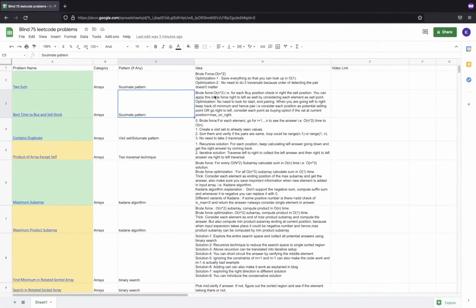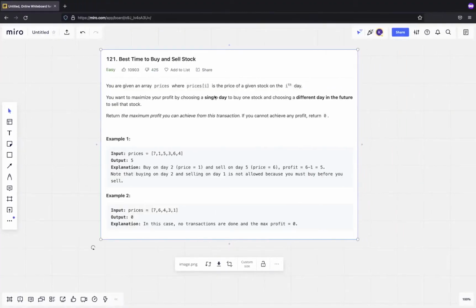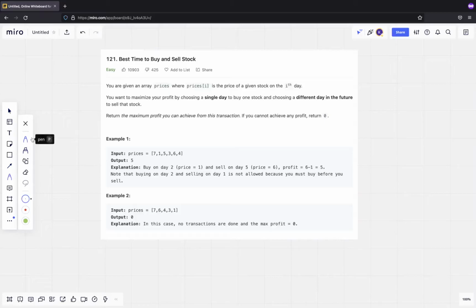So let's first jump onto the whiteboard, right? Let's try to see what the brute force is first. We solve the problem first by going with the brute force direction. So let's start the brute force. What I say is, how about choosing each element as my buying position, right? For example, this 7. I say, okay, this could be my buying position. Let me see all possible positions on its right as sell positions.